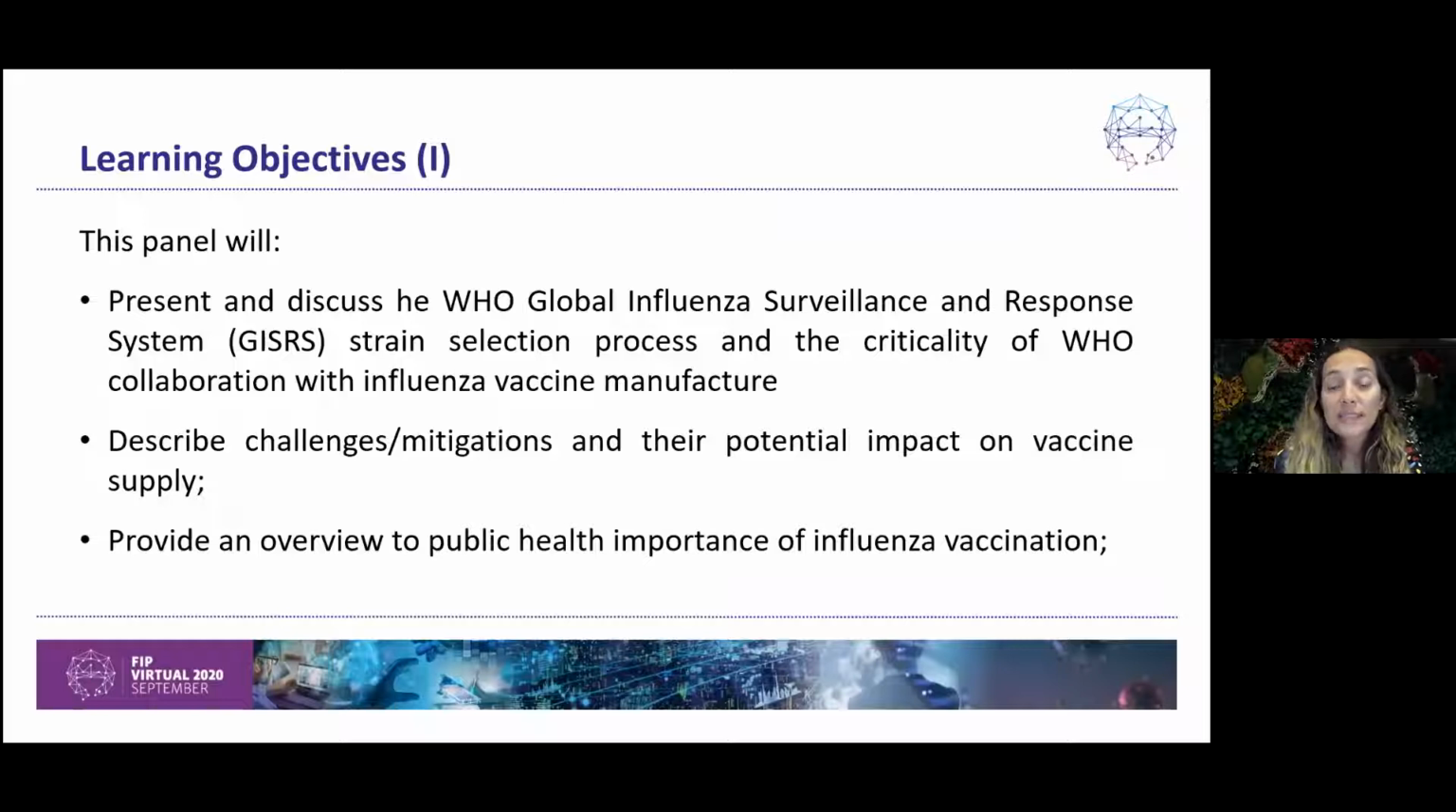In terms of this session in particular, because we would like to use as much time as possible to discuss the actual topic, I will be very brief in presenting the learning objectives. We expect to present and discuss the WHO Global Influenza Surveillance and Response System's strain selection process, and the criticality of WHO collaboration with influenza vaccine manufacturers. We also want to describe challenges and mitigations and their potential impact on vaccine supply. We want to provide an overview of the public health importance of influenza vaccination.